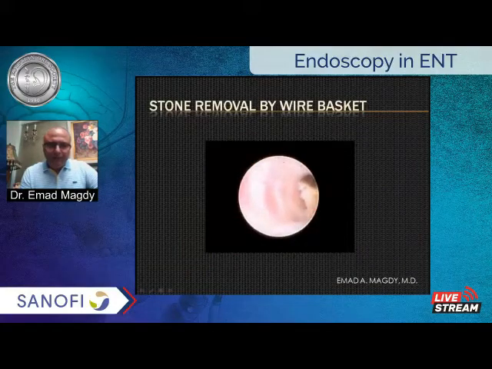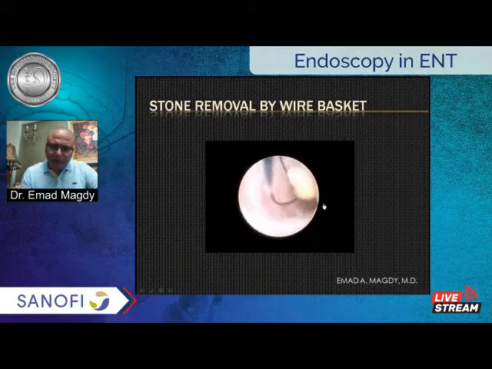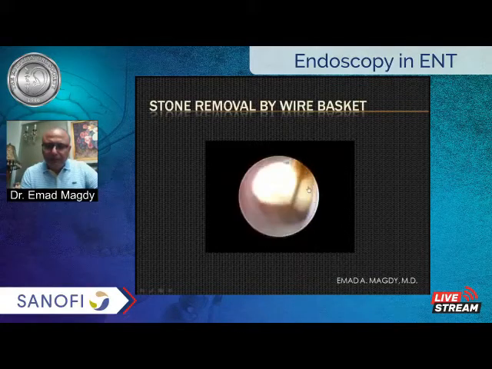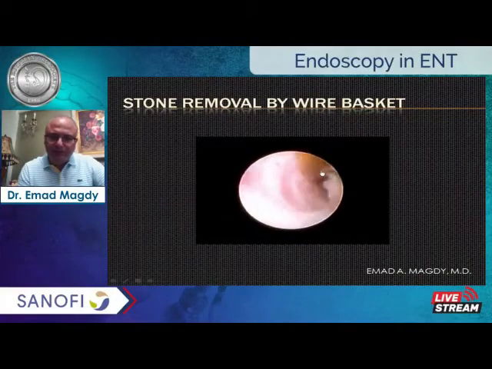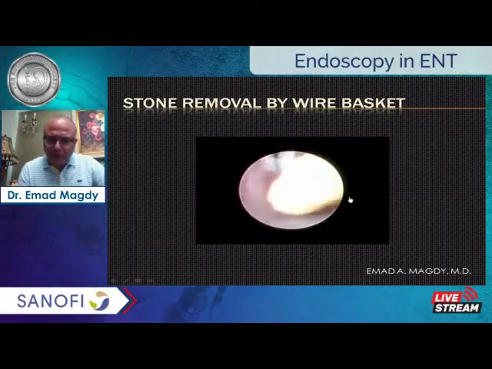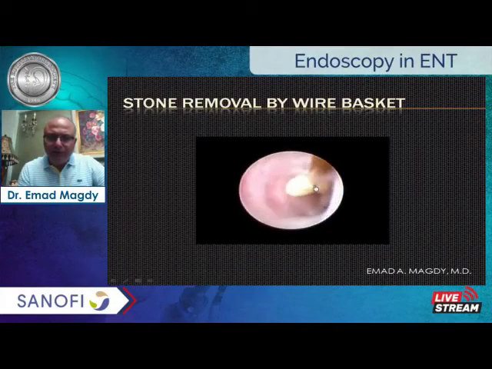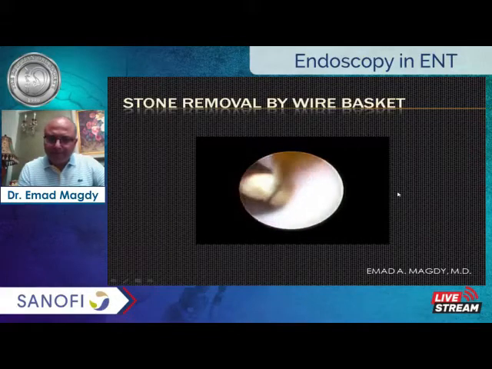So here is an example of removal of a stone by a wire basket. You can see here the basket is inserted closed and then opened after the stone. This is obviously a small stone, about 2 or 3 millimeter in diameter. And then you trap your stone and then you extract your stone gently from inside.